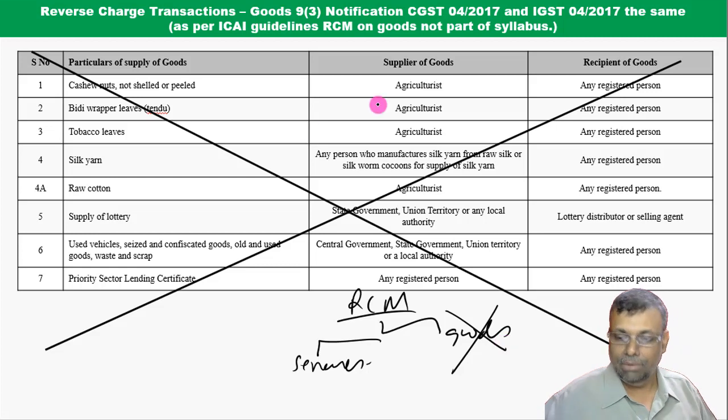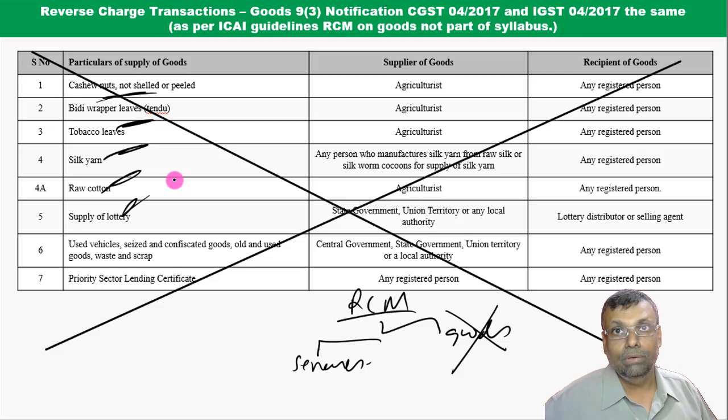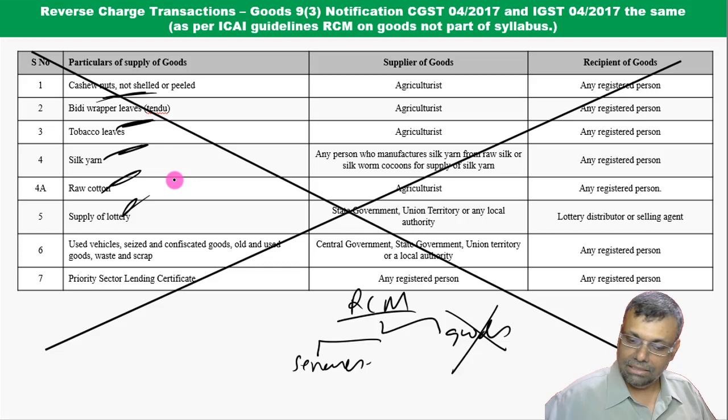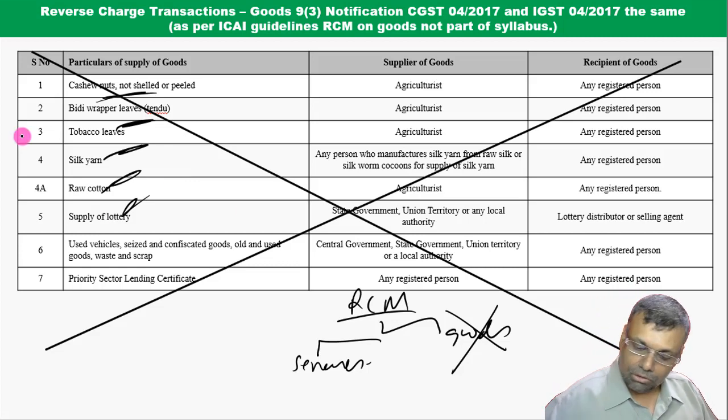And that's the reason, of course, only for the sake of explanation, I have already brought this particular data on the screen, saying that these are all the kinds of goods on which there is an RCM. But it is not part of our syllabus as per the institute guidelines, and that's the reason you should not study RCM on goods. However, conceptually RCM on goods is also there, and conceptually RCM on services is also there.